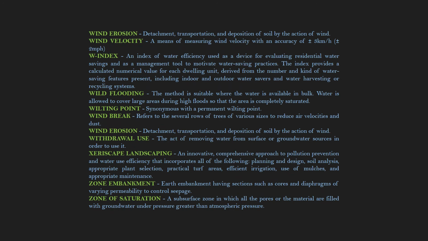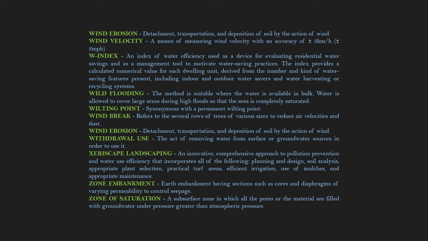Wind erosion: detachment, transportation, and deposition of soil by the action of wind. Wind velocity: a means of measuring wind velocity with an accuracy of plus or minus 3 km per hour, plus or minus 2 miles per hour. W index: an index of water efficiency used as a device for evaluating residential water savings and as a management tool to motivate water saving practices. The index provides a calculated numerical value for each dwelling unit, derived from the number and kind of water saving features present, including indoor and outdoor water savers and water harvesting or recycling systems.